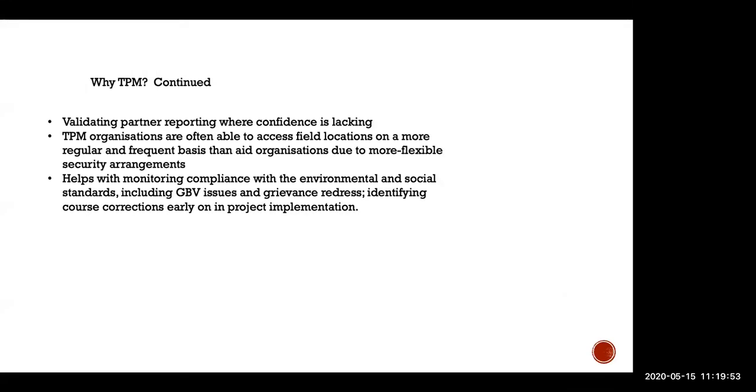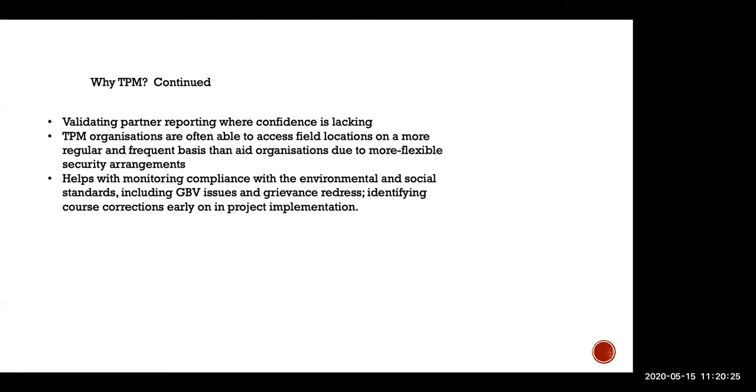Sometimes TPM is used to do validation of partners' reporting where confidence is lacking. Sometimes some organizations might misinform in their reports. They can say, okay, we drilled 20 boreholes, or we drilled 100 boreholes, or we dug this and that, or we put infrastructure in a place, where in actual fact, they might not have done that. So TPM can be used to verify that and to see if the organization is reporting correctly.